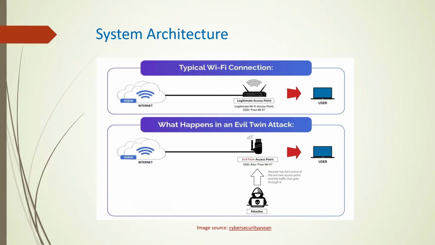So we'll see the basic system architecture. In the below image, we can see there are two types of Wi-Fi connection. The first one is when the user is directly connected to the legitimate access point, which will be having the direct internet access. And in the evil twin, the attacker machine will be directly connected to the legitimate internet, and the attacker will create the fake access point, that is evil twin access point, which the user will then be connected to.